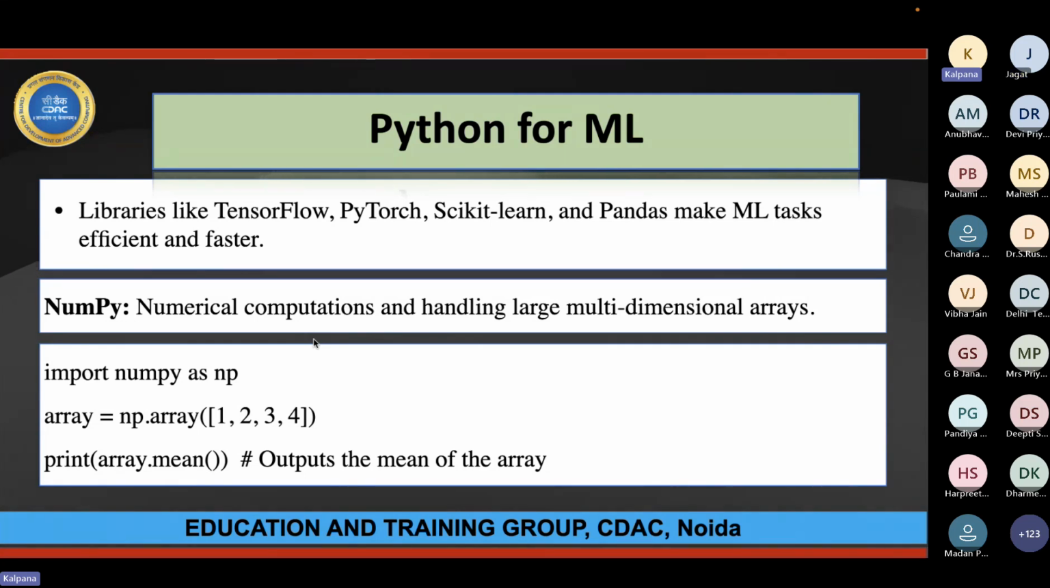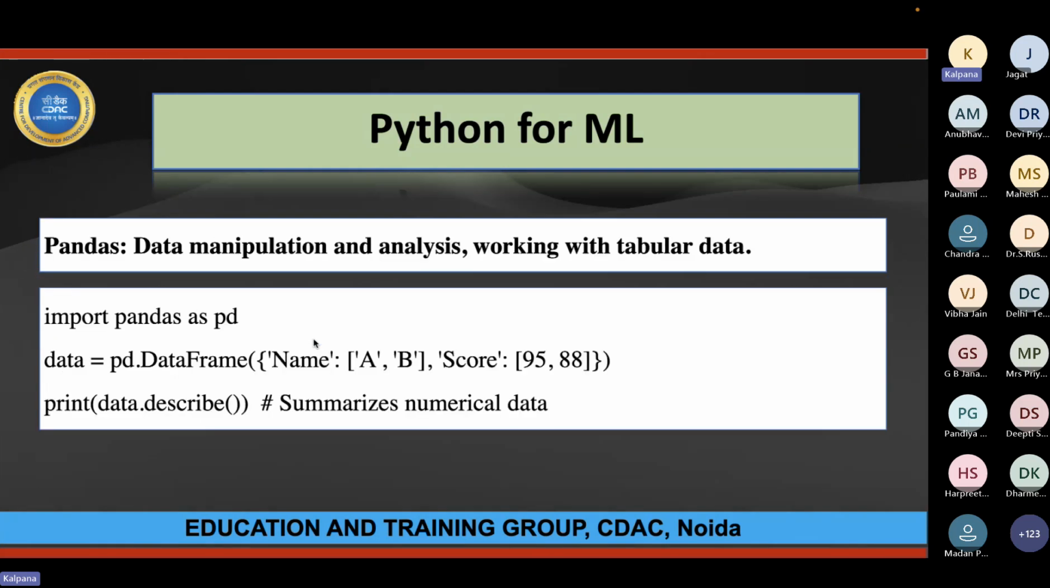Then another one is pandas. NumPy is used for arrays. Pandas is used for structured data, tables kind of thing. So pandas is used for data manipulation and analysis, primarily working with tabular data. You create a data frame. A data frame is like a table. It can be created like dictionaries in Python, a label and then the value, a label and then the value. You can describe this data, and it will give you the structure. So you have NumPy for arrays and pandas for structured data like tables.